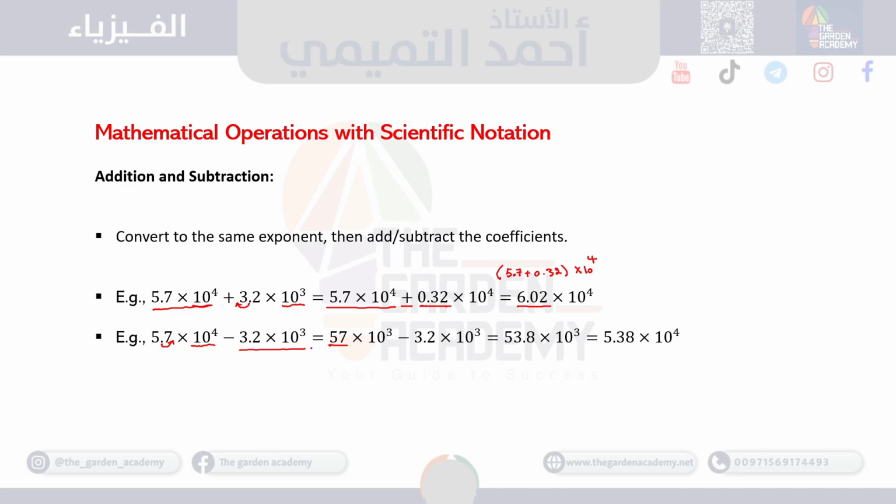Now this remains the same, 3.2 times 10 to the power 3. And what do we do? We subtract 57 minus 3.2, multiplied by the same power, 10 to the power 3. This will give us 53.8, and here we will have 10 to the power 3. Now we agreed that in scientific notation form, this coefficient has to be between 1 and 10. So we move this decimal point to the left by 1 digit, and we add 1 to the 3. So it becomes 5.38 times 10 to the power 4.